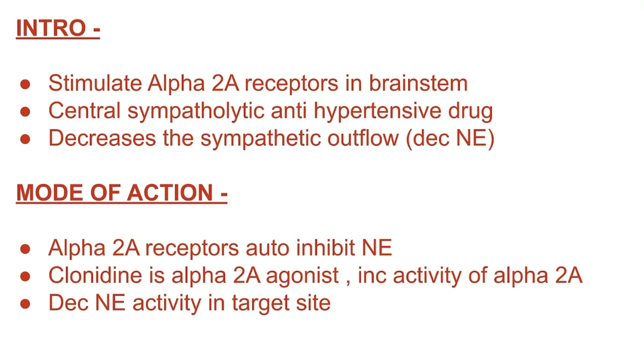Clonidine, being an alpha 2A agonist, increases the activity of alpha 2A receptors, which promotes auto-inhibition of NE, which leads to the decrease in the sympathetic activity. So there is a decrease in norepinephrine activity in the target site.